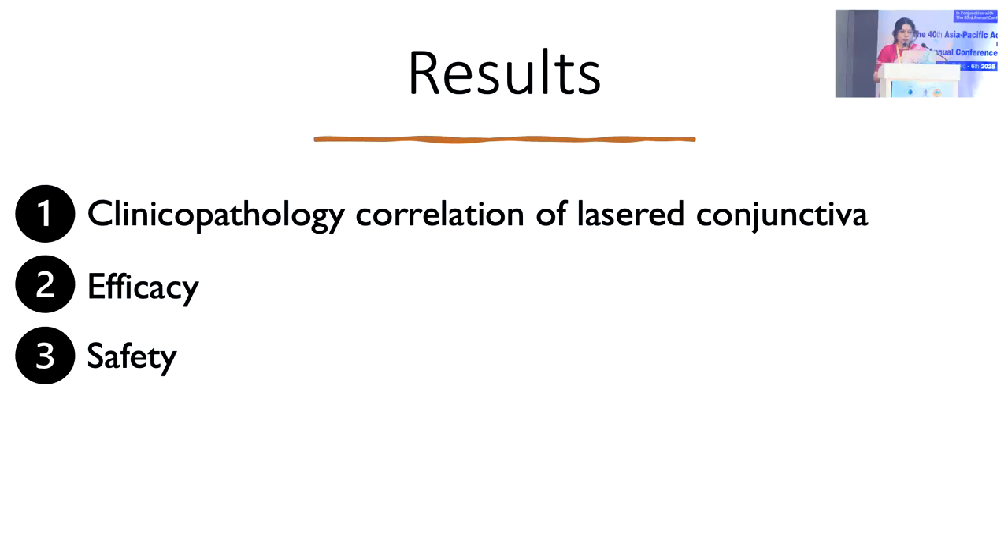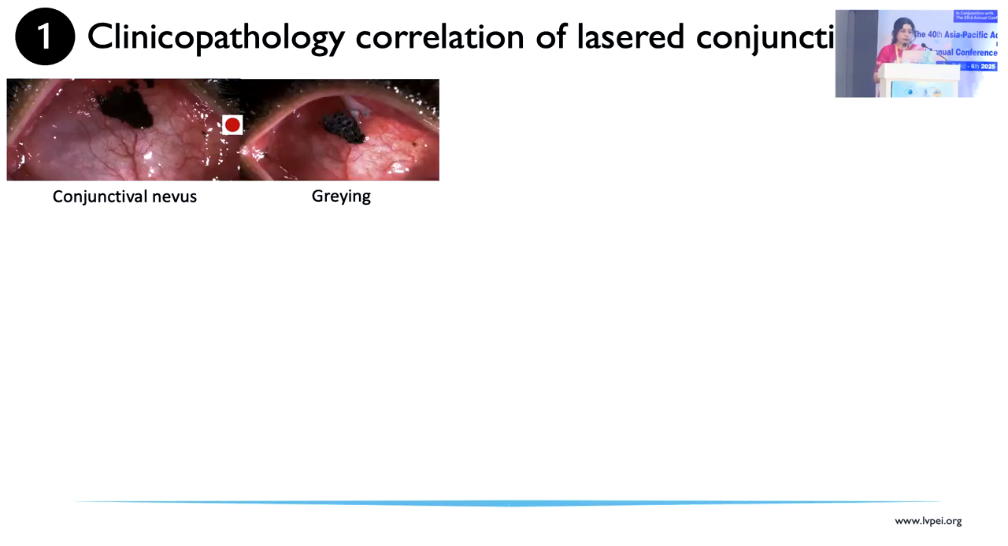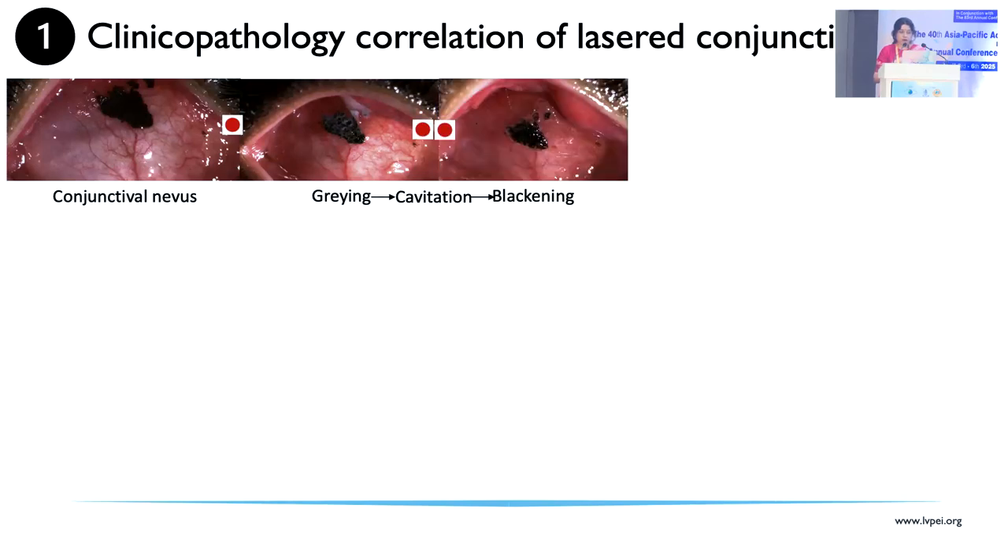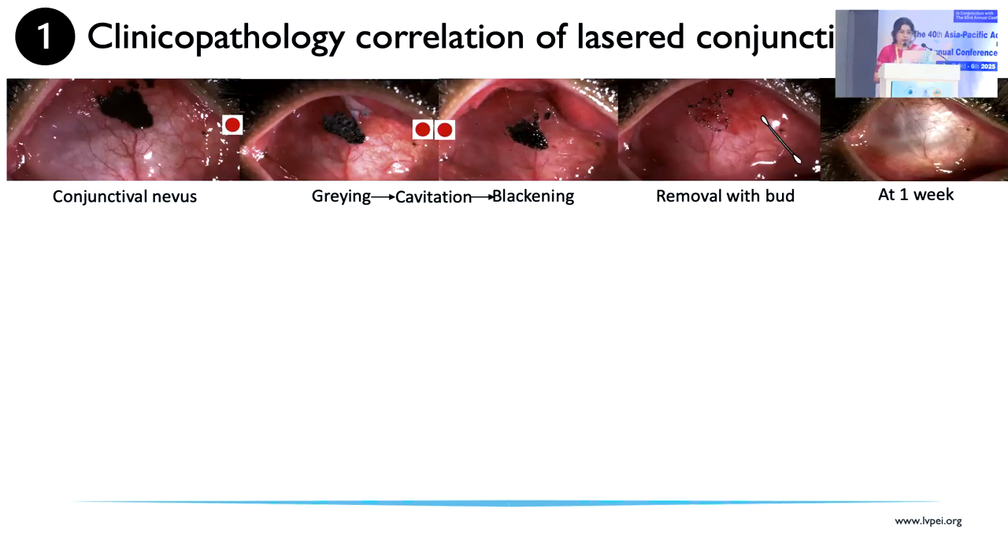Results: the clinicopathology correlation of lasered conjunctiva, as there was no previous literature on yellow laser for conjunctival nevus. The first patient that we chose was this particular patient with a conjunctival nevus in an anophthalmic socket. Post laser, the visual changes, the first change we noted was this graying, then cavitation followed by blackening. Blackening we considered the end stage of laser. At this stage, it was removed with the help of a cotton bud. And this is at 1 week, you can see complete removal of the pigmentation.